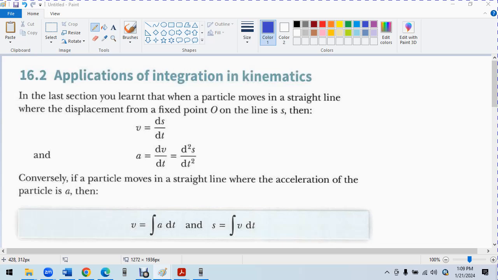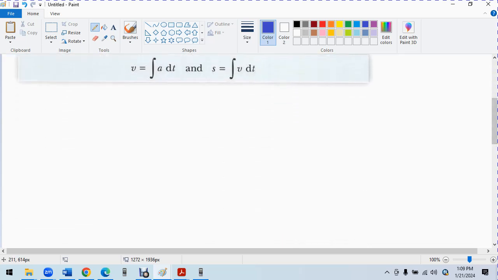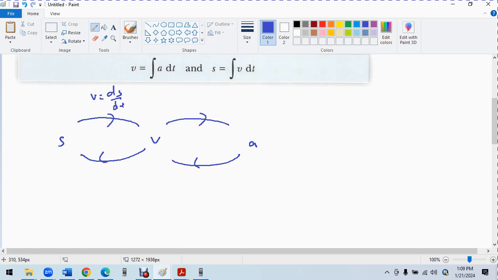Conversely, if a particle moves in a straight line where the acceleration of the particle is a, then we have the v equal to the integral of a dt, and the s is the integral of the v dt. So actually we have the s and the v and the a. So the relationship between these will be something like this. We have the v is ds/dt, and the a is dv/dt. Then the v is the integral of a dt, and the s is the integral of v dt.